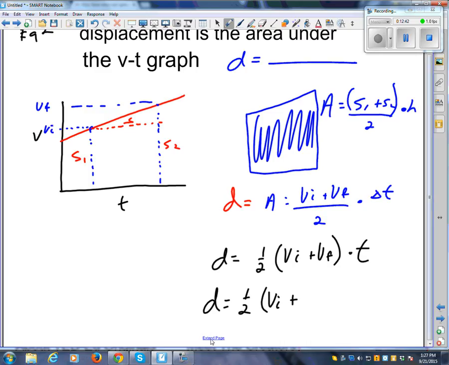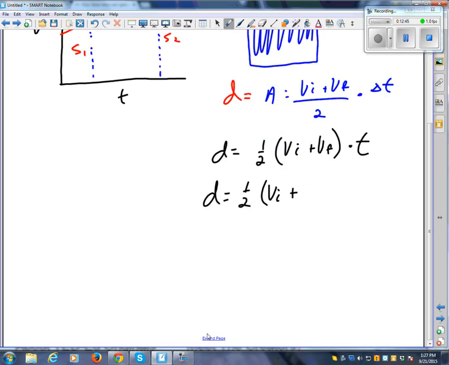We're going to get there. It's just an experience you have to go through. VF is equal to VI plus AT. That was special equation number 1. Multiplied by t. Two more steps.